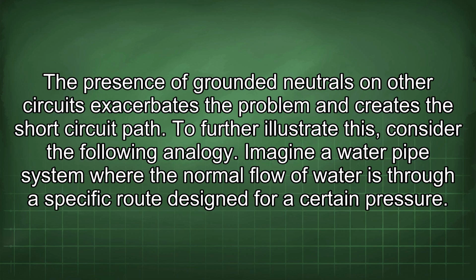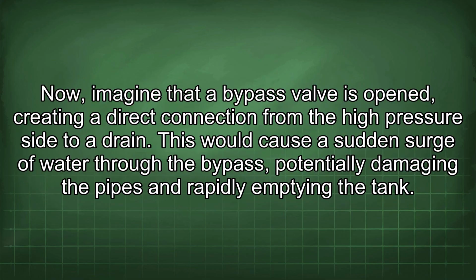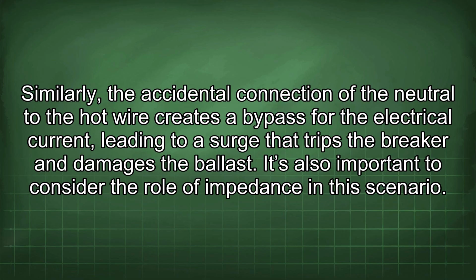To further illustrate this, consider the following analogy. Imagine a water pipe system where the normal flow of water is through a specific route designed for a certain pressure. Now imagine that a bypass valve is opened, creating a direct connection from the high pressure side to a drain. This would cause a sudden surge of water through the bypass, potentially damaging the pipes and rapidly emptying the tank. Similarly, the accidental connection of the neutral to the hot wire creates a bypass for the electrical current, leading to a surge that trips the breaker and damages the ballast.